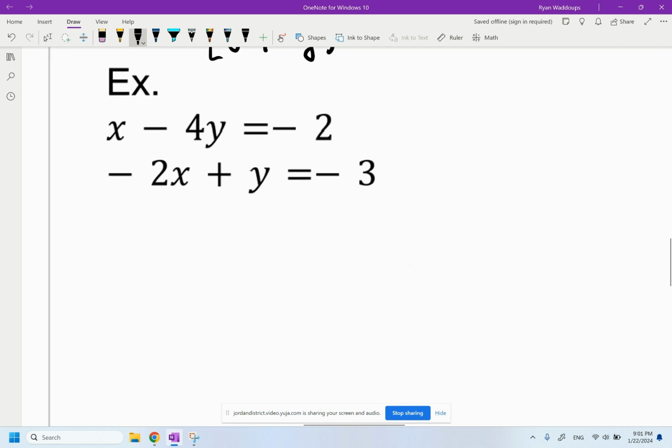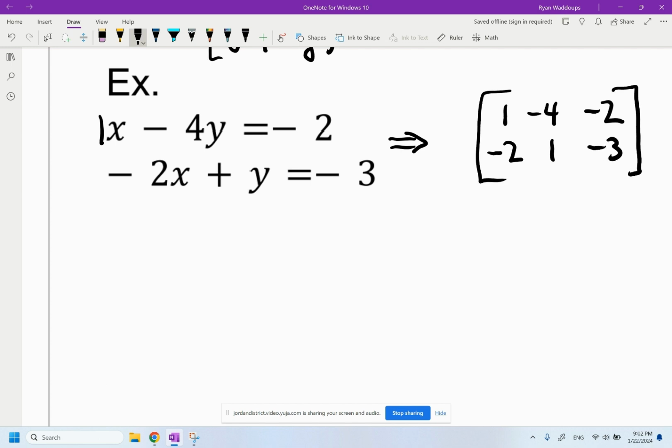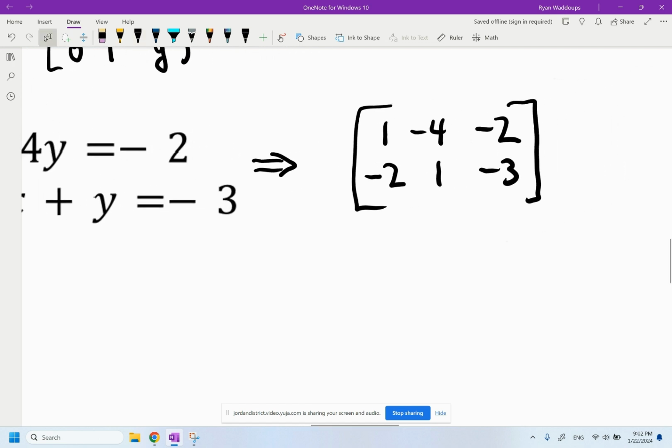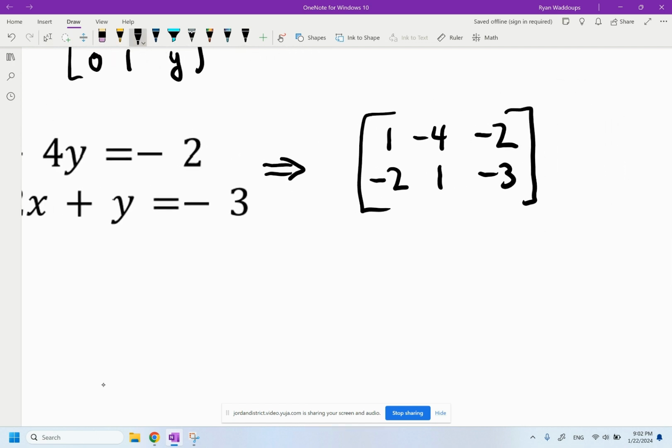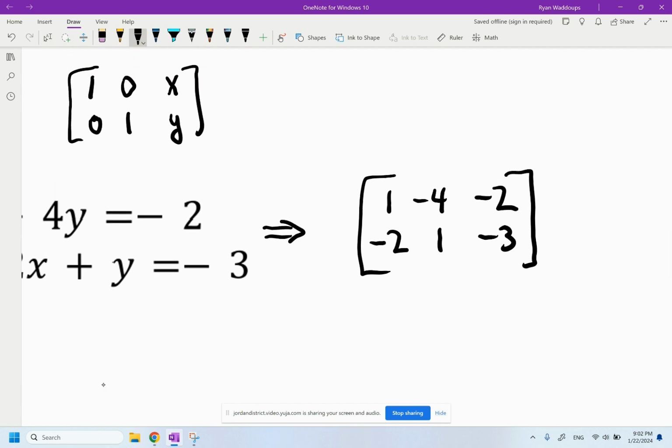But the first thing we want to do here is to convert it into an augmented matrix. So we have 1, -4, -2, where the 1 is the coefficient of that x. And then we have -2, 1, and -3. And that's our augmented matrix. It's kind of nice that we already have a 1 in the place that we want it to be. There's already a 1 there, so we're going to leave that there.